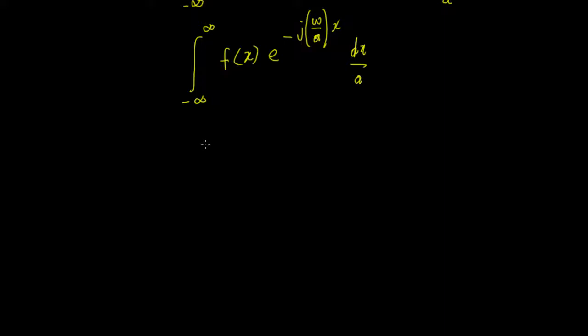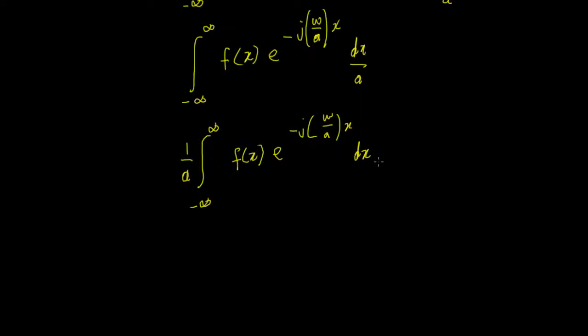So let's then rewrite that. We can take the 1 upon a out, so we end up with 1 upon a, and it's the integral from minus infinity to infinity of our function f of x e to the minus j omega upon a x times dx.